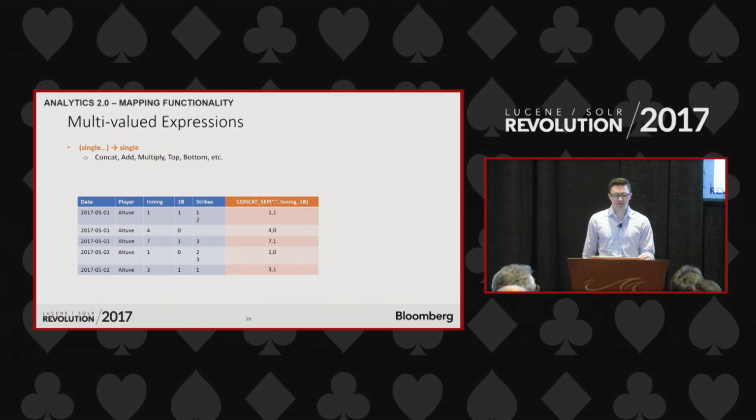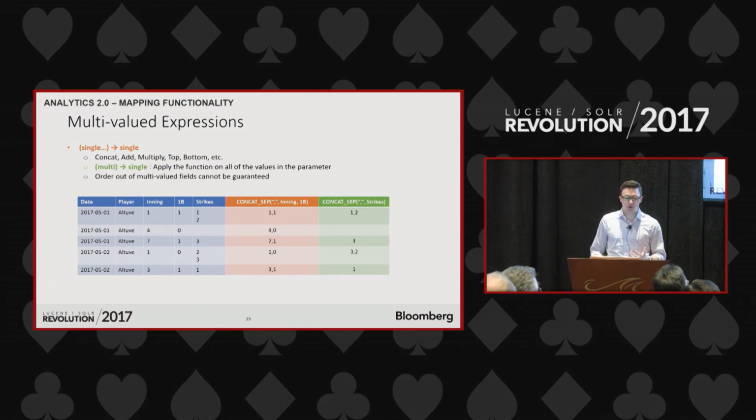The last type is taking multiple single-valued parameters and returning a single value, such as concatenate, add, multiply, so on. You can easily think of this as taking in one multi-valued parameter and returning a single value, just using all of the values of that parameter as the values if they were a single value. So concatenating strikes, you would just take each value of strikes and concatenate it with a comma and so on.